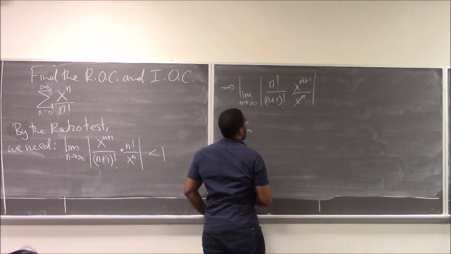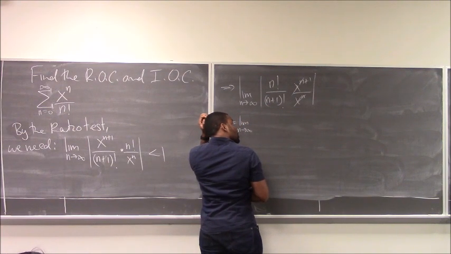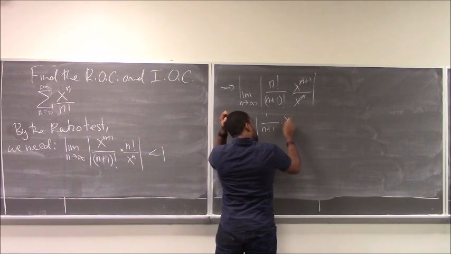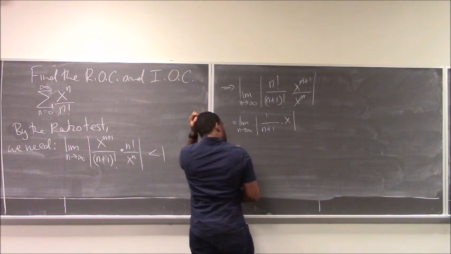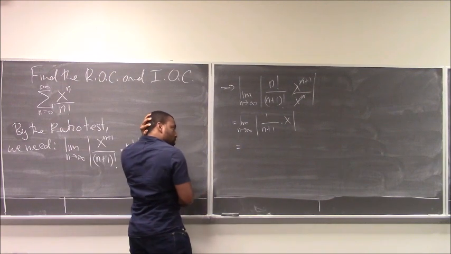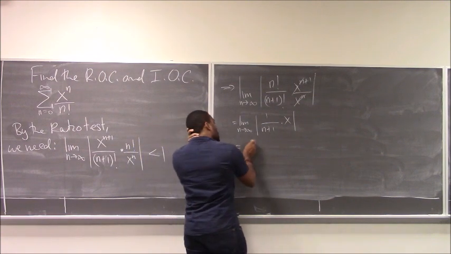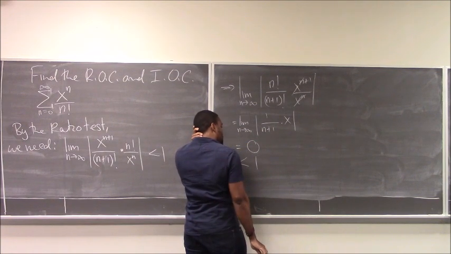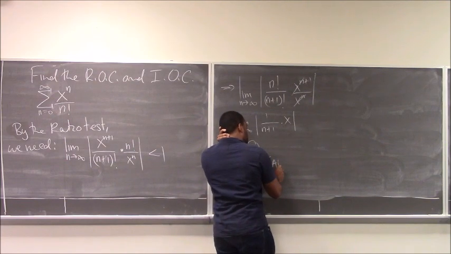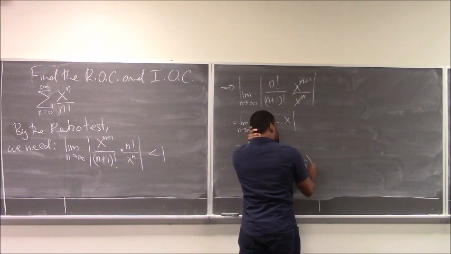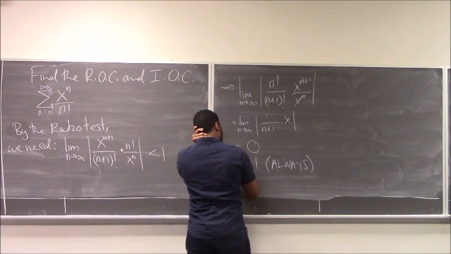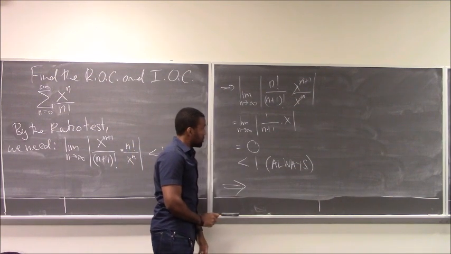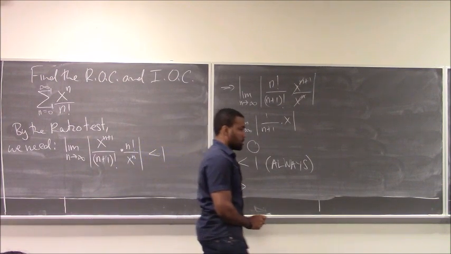What does this simplify to? 1 over n plus 1 times x. Okay, now if I take the limit as n approaches infinity of that, what do I get? 0. What does that mean? So that's the 0, and it's literally less than 1 always. What does that imply? Converges absolutely.